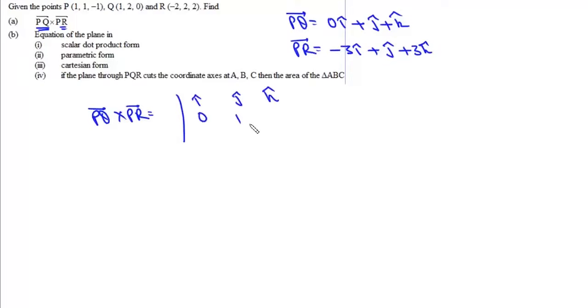Now we take their cross product, we can write PQ cross PR as the determinant i, j, k; 0, 1, 1; minus 3, 1, 3. Now this is 3 minus 1, so it will be 2i, and then minus 3j and plus 3k. So that's our part A.